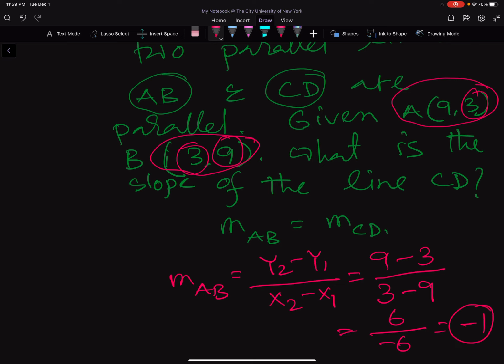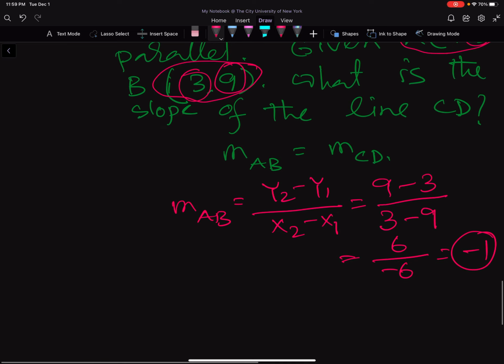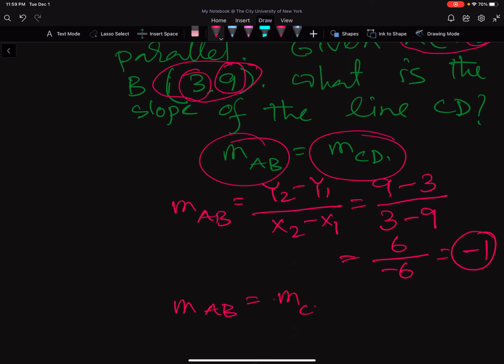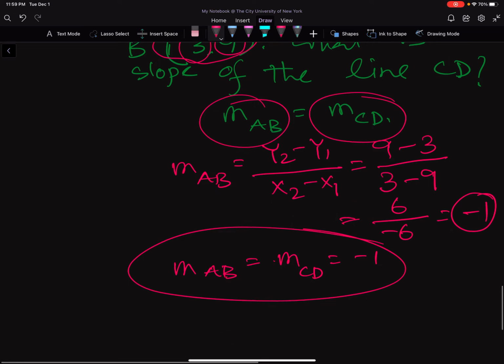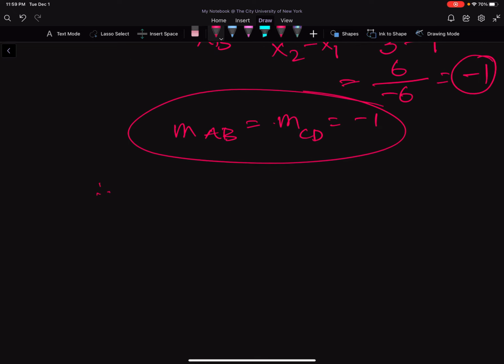So the slope for AB is -1. Since the slopes of AB and CD are equal, AB equals CD equals -1. Since both lines are parallel, they have the same slope, so both have -1. All you need to do is calculate the slope. If you are given the slope, then you can say both slopes are equal.